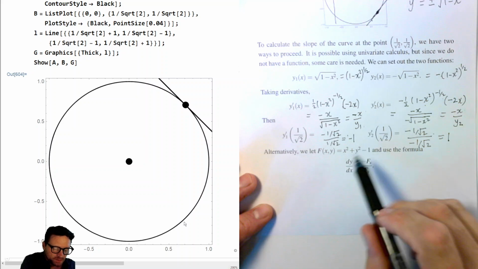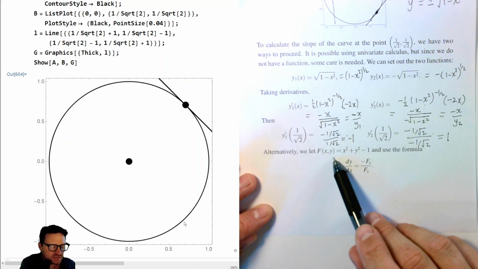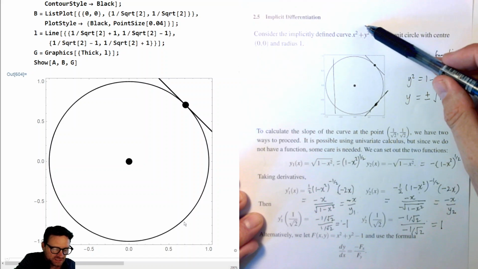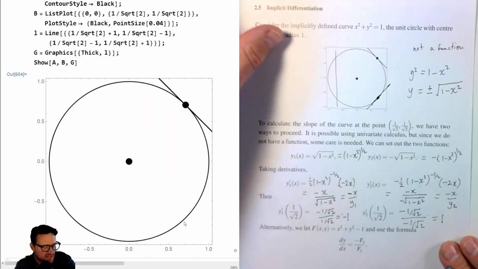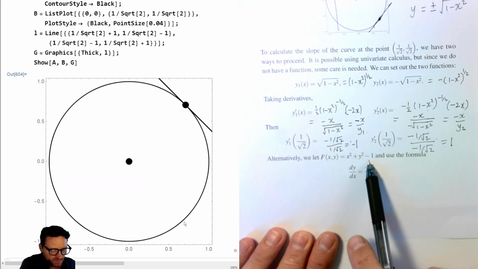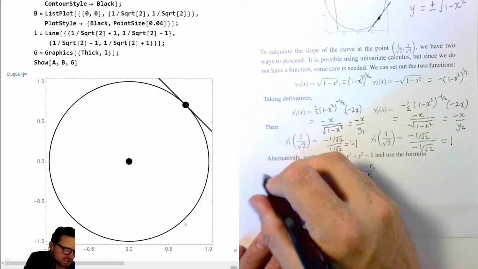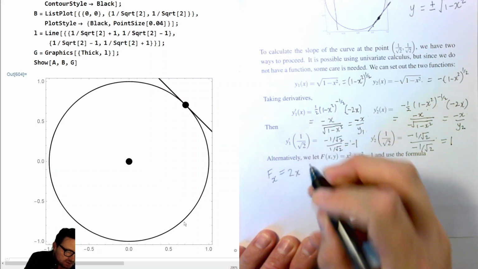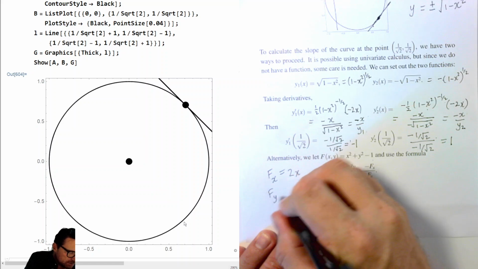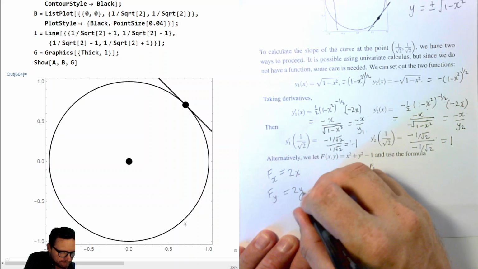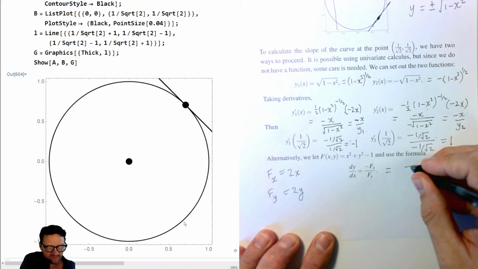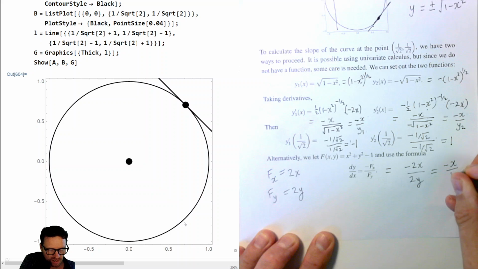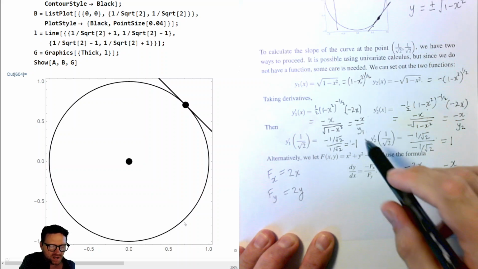Okay, so we define F of x and y by taking this 1 over to the left-hand side so that we have 0 on the right-hand side. And so that's how we get uppercase F. Now we differentiate that partially with respect to x, and you can clearly see that you have 2x, and with respect to y, partially, you have 2y. Okay, so then subbing into this formula, we've got minus 2x over 2y, which is minus x over y. And that's the same as we got via this method.